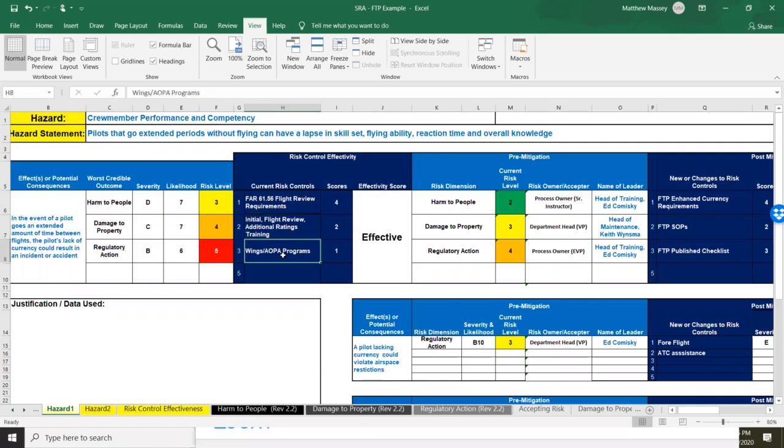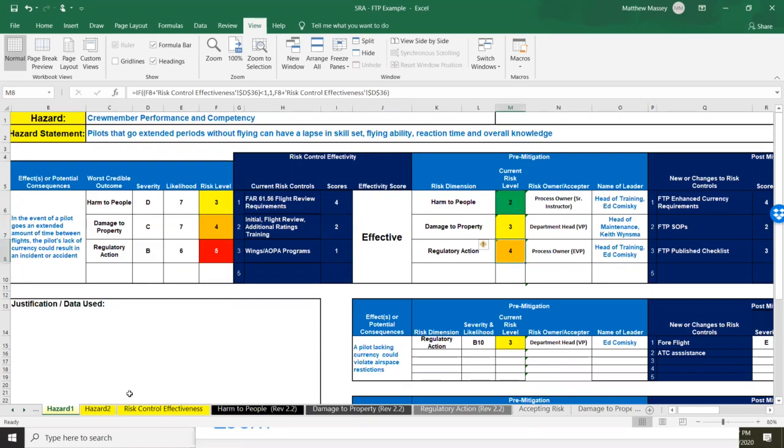We have WINGS and AOPA programs. There might even be more risk controls that I didn't even think about to put on here. But all in all, because these risk controls score high, actually, the industry alone has already given us a pretty effective risk control to make sure that we don't end up in an incident or accident just based off of our currency alone. So these add up and they lower our risk scores.